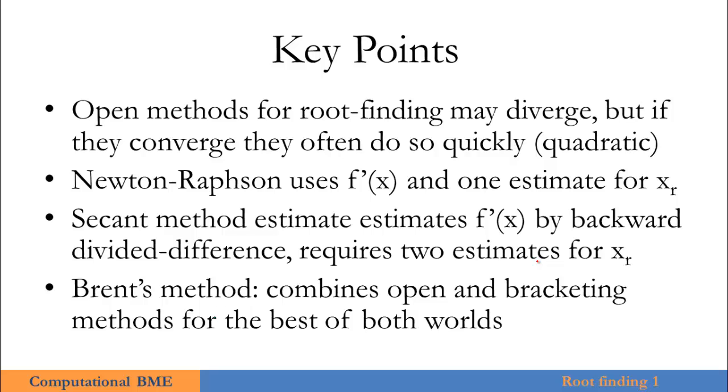So to summarize some of the main points we discussed in this lecture, open methods can converge really quickly in a quadratic way if they're working, but there are a number of cases when they diverge from the true solution, and so we need to watch out for that. The Newton-Raphson method uses the derivative of our function and one estimate for our root, and it uses that to compute tangent lines to find the root of our function. But if we don't have that derivative function available, like if it's difficult to take that derivative, then we can use the secant method, which estimates that derivative using the backward divided difference approximation. And so in this case, we require two estimates for our root.